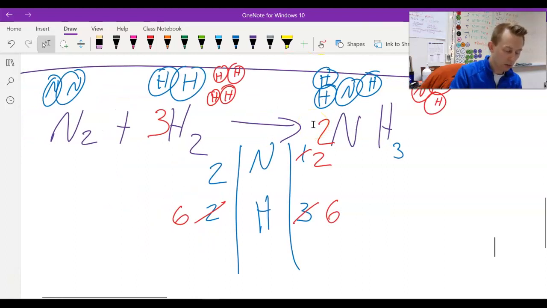All right. Oh, hey, wow, I didn't even notice that. We ended up balancing this equation just by accident, right? We were just trying to get the hydrogens to work, and then by chance, the nitrogens also balance themselves for us. That'll happen a lot in this.